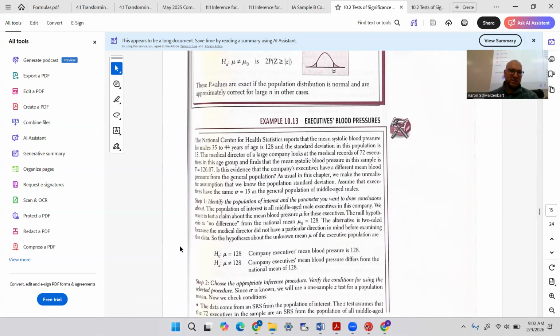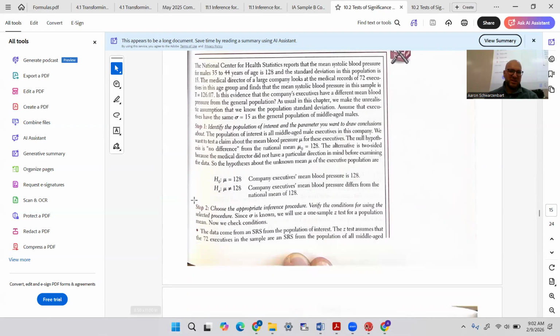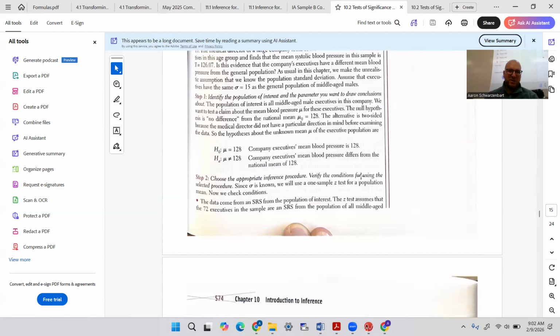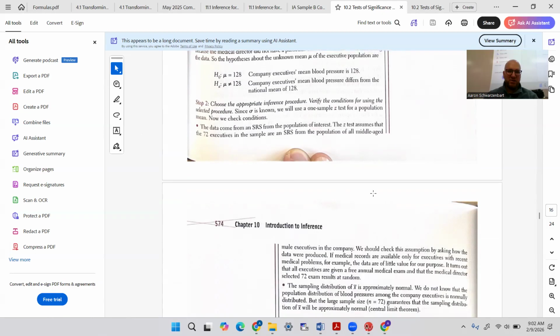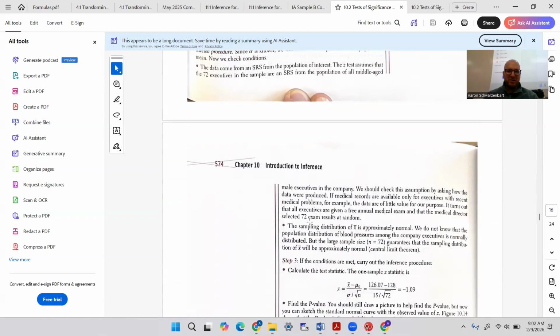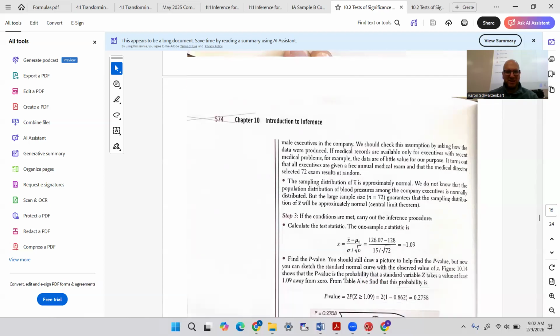Choose the appropriate inference procedure. Well, we're using a z-test. That's why we did this. Verifying the conditions for the mean. The data, it says, came from an SRS from the company, so we're good on that one, of all 72 executives. We don't really need to check for normality because n being 72 is plenty large that my means should be normal by the central limit theorem. And 3, we are assuming sigma equals 15.